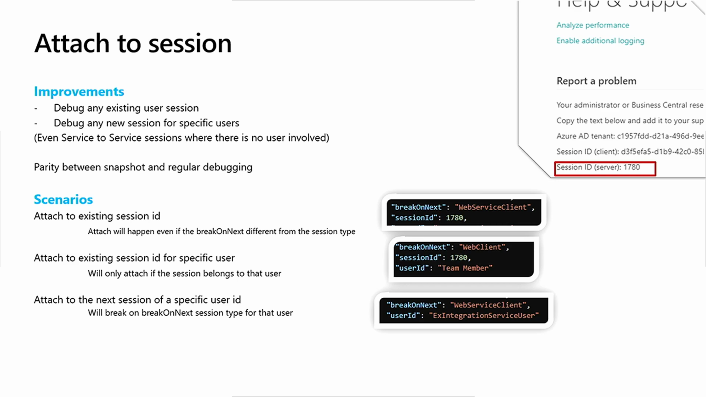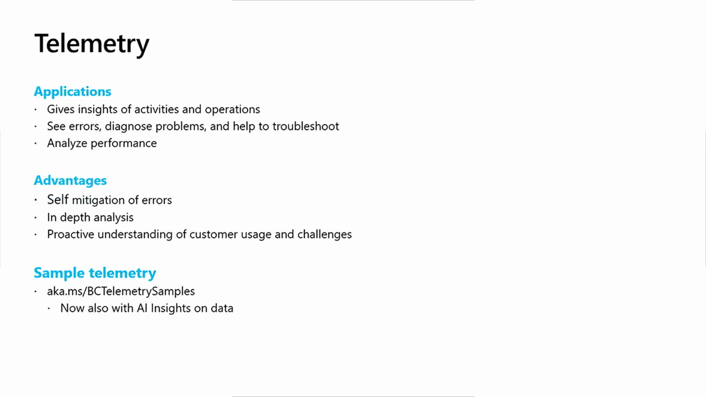And last of all, you can also attach to the next session of a specific user. If you want to debug the next session of a given type, you specify that type with the break on next parameter. That can be a background session, a web service session, or a web client session. And then you use the user ID to specify the user you want to debug that session for. If you want to know more about that, just stay for the next session. We will talk more about regular debugging and so on within the context of all the debug capabilities that we have.